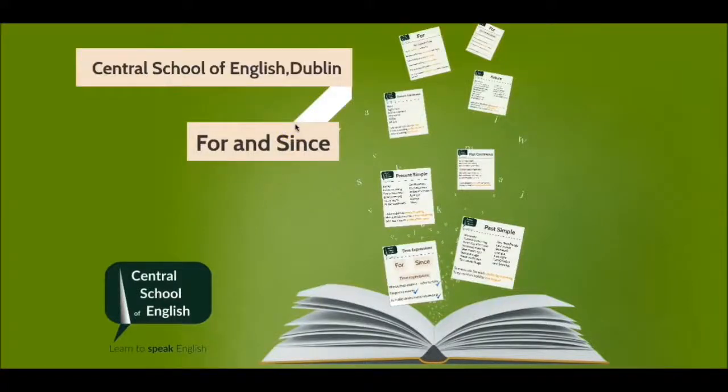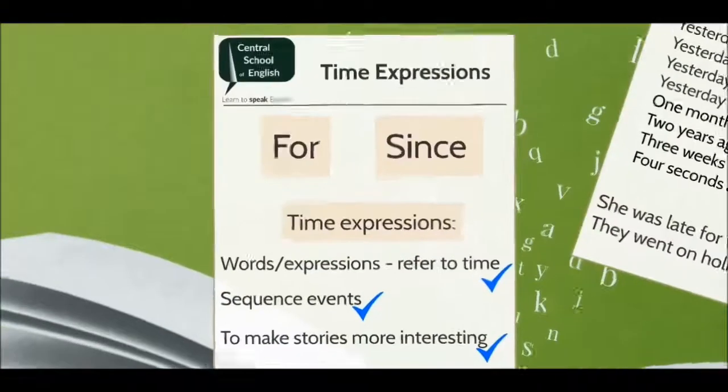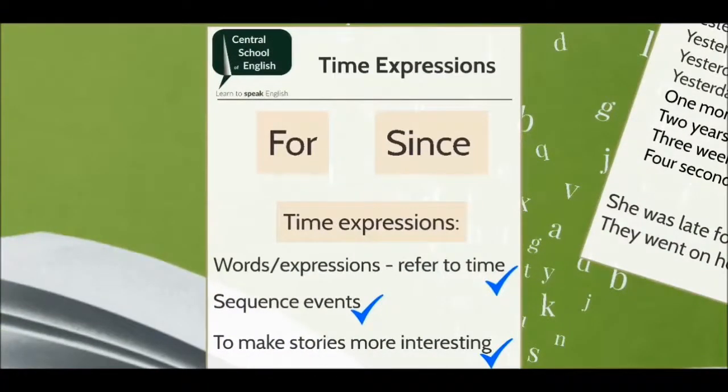In this video, we will learn about when and how to use the time expressions for and since. Each tense in English grammar uses time expressions. Time expressions are words and expressions that refer to time. We use time expressions to help sequence events and to make stories more interesting.